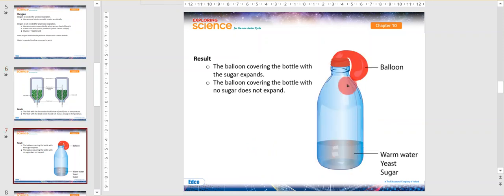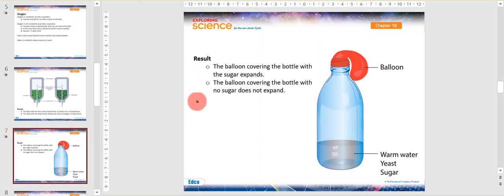Also, this is a simple demonstration as well. It basically shows, so if we take yeast, which is a living organism, and we put it in warm water, and then we give it food like sugar, what's going to happen is it's going to start to get the glucose from the sugar, and it's going to go through the process of respiration. So when it respires, it will produce CO2. So that CO2 will be a gas, and that will want to get out of the bottle. And it's going to go up here into the balloon.